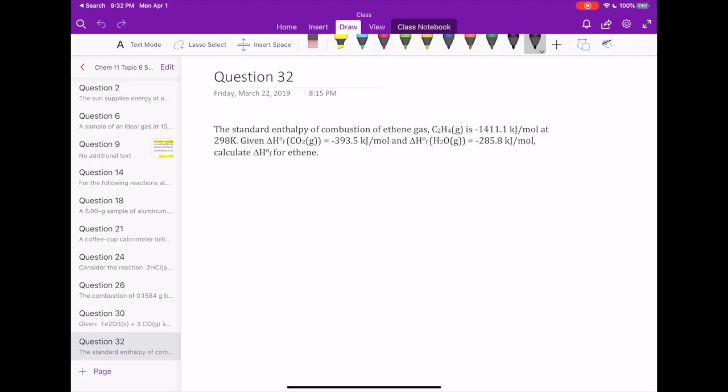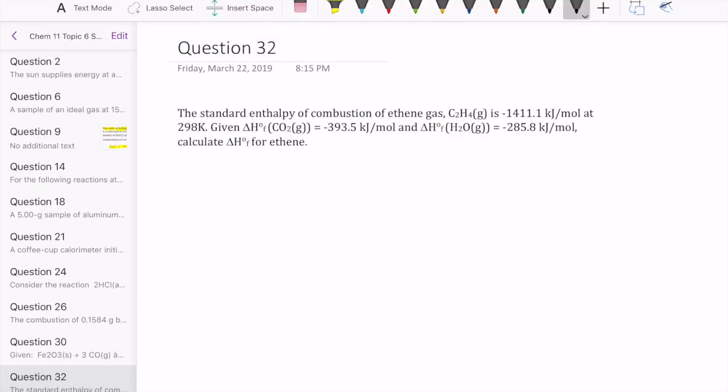All right, let's take a look at question 32 now in topic set 6. This question gives us an enthalpy of combustion of ethene, or C2H4, and then it tells us a couple of formation enthalpies and asks us to calculate the formation enthalpy for ethene. To get started with this, let's first write out that enthalpy of combustion reaction.